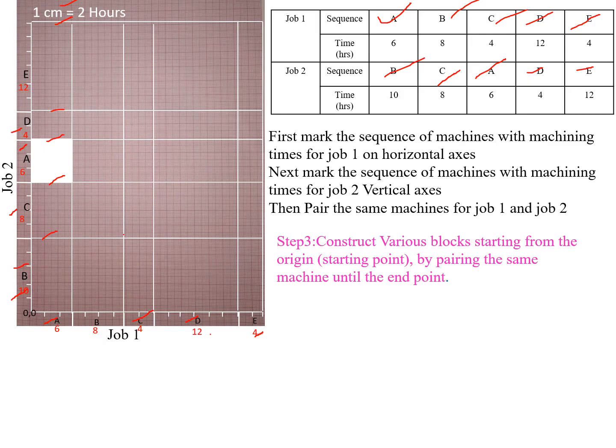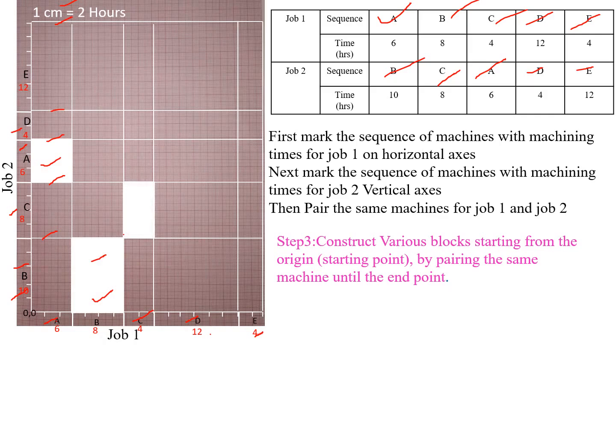Here we pair machine A for job 1 as well as job 2. In this particular area we have to shade it. Next, machine B for job 1 and job 2. Similarly, in this area we shade it. Next we shade machine C for job 1 as well as job 2.